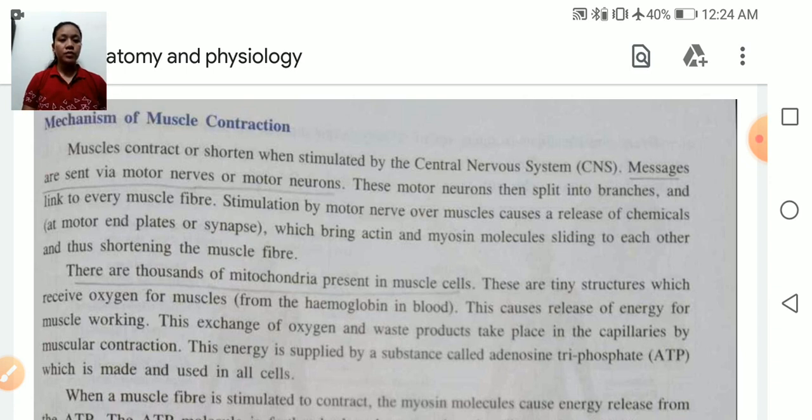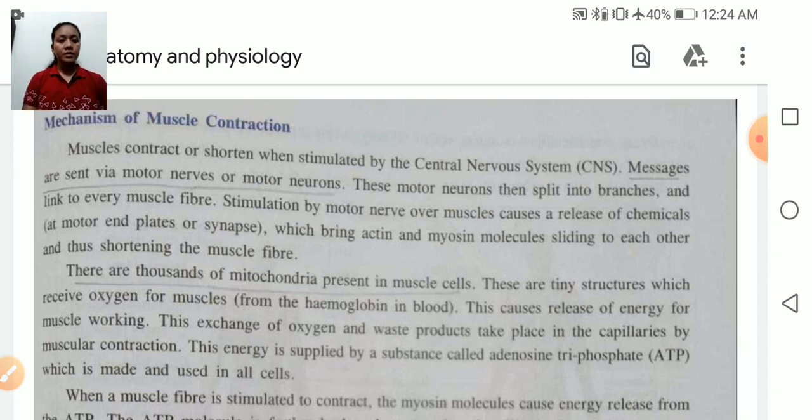When the motor neuron is stimulated, it releases a chemical at the motor end plate. Okay, the motor end plate, or we can say the synapse. In the synapse, it releases the chemicals over the muscle fibers, and therefore the actin and myosin molecules slide over each other, and thus the muscle fibers shorten. When they do not slide, the muscle fibers stay relaxed.